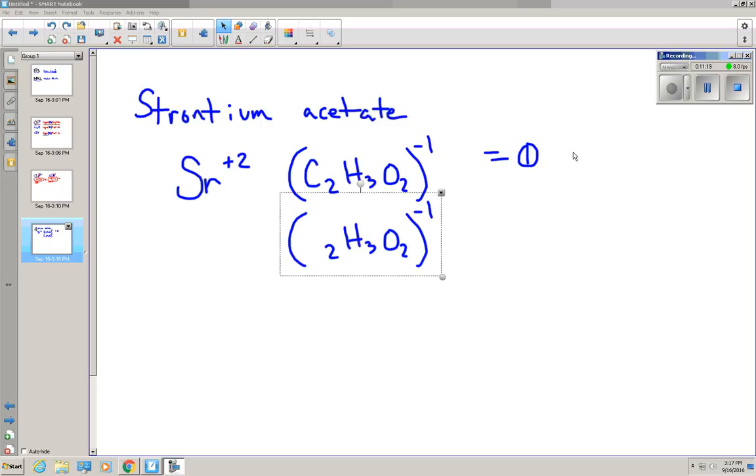So now I have to write a chemical formula for this. And it brings up a point that a lot of people have questions about. Do I need to put parentheses in the formula or not? Well, let's take a look.